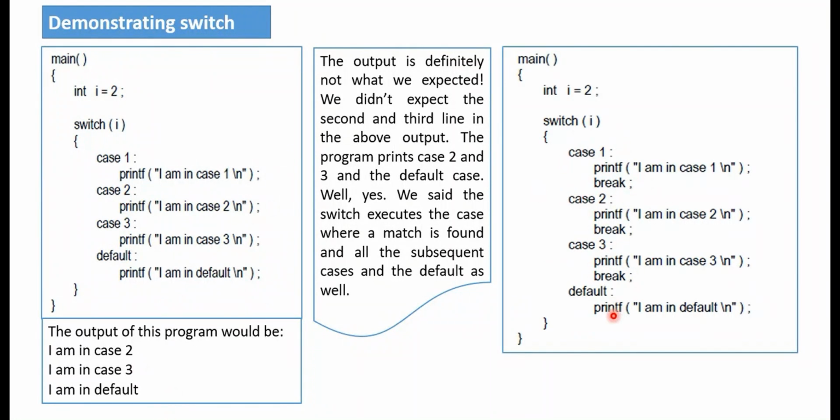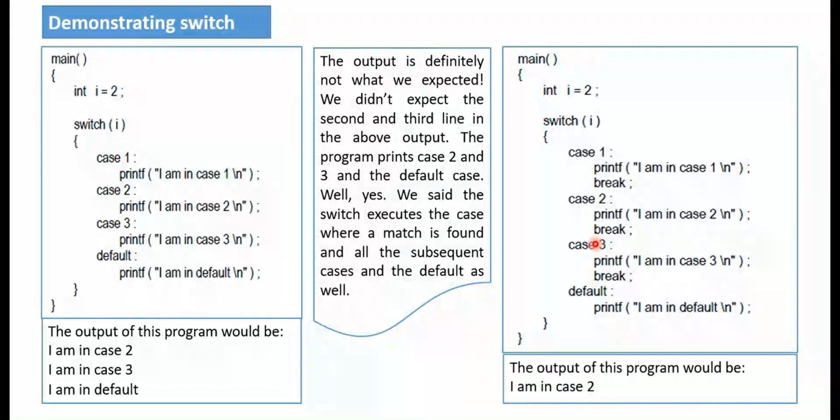So for case 1, printf the required message, and after that a break. Similarly for case 2, the required message and then break. Similarly for case 3, the message and the break. You will see that after default there is no break, because default will be executed if none of the case constants match. So if we run this code, we'll get the actual output that we expect.